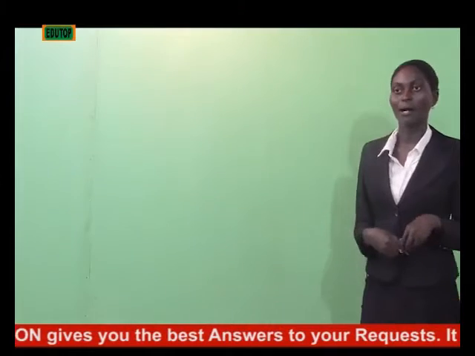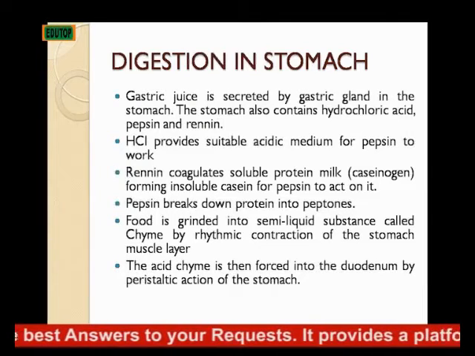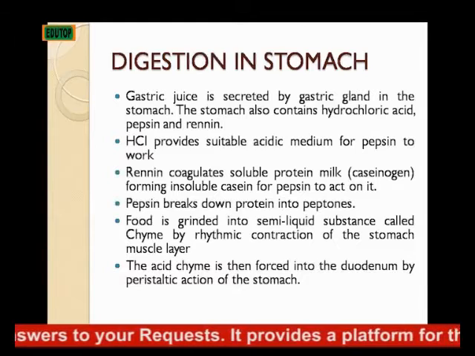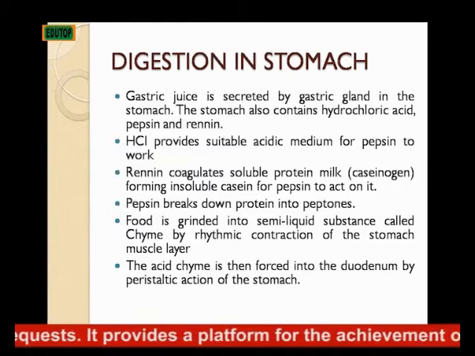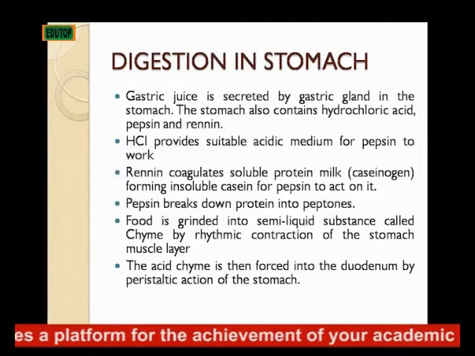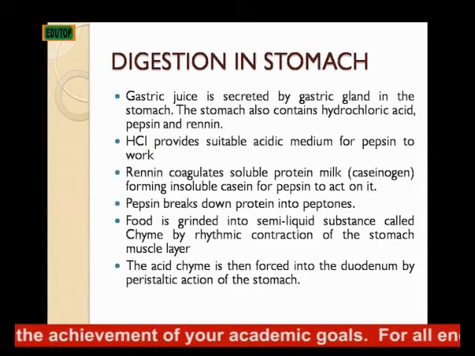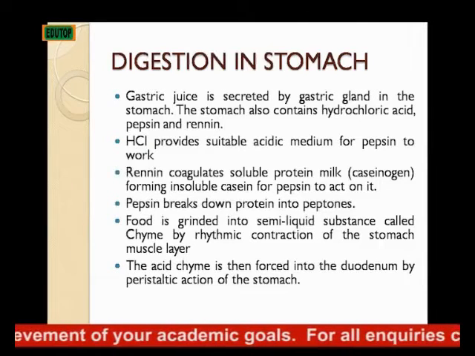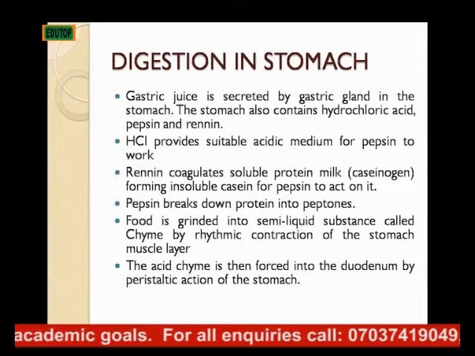What happens in the stomach? Gastric juice is secreted by the gastric glands in the stomach. So the stomach also contains hydrochloric acid, pepsin, and renin. It's the hydrochloric acid that produces a suitable acidic medium for pepsin to work. That's the function of the hydrochloric acid that is in the stomach.